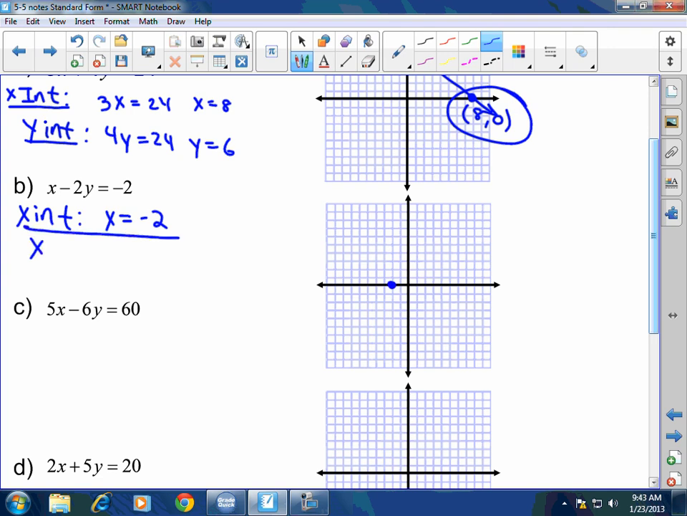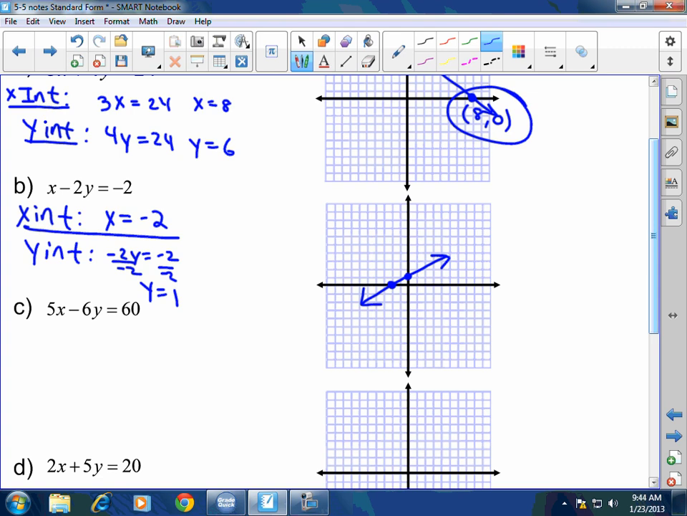My y-intercept. Let me erase that. What do we get rid of now? The x. So -2y equals -2, divided by -2, y equals 1. 0, 1. That's my y-intercept. And now I connect the dots. You mean to tell me that's hard? It's just a matter of learning the procedure, my brothers.